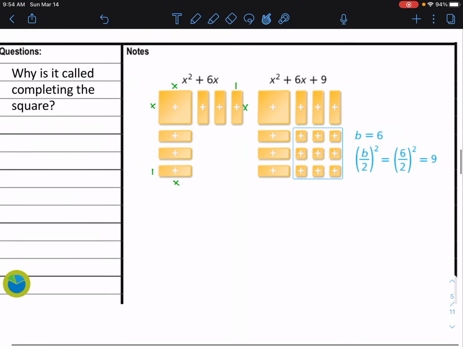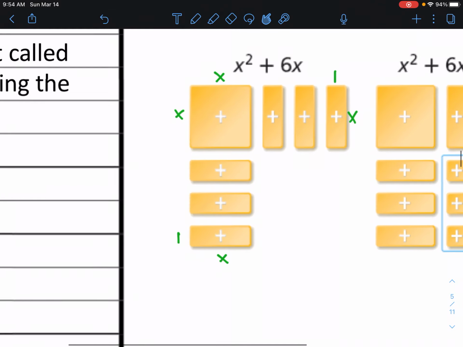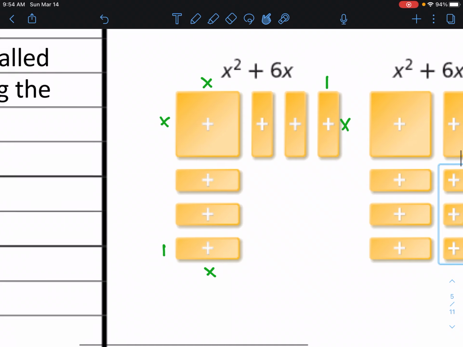So why again is this called completing the square? Well, this might help you. If not, that's okay. Here's another way to look at this. So these are algebra tiles. And in this one, I have x squared plus 6x. This square here is a tile. The sides are x times x, so that would give me an area of x squared. These tiles down here at the bottom, one side is 1 and the other side is x. So this would just give us 1 times x, which is x. So each of these are x.